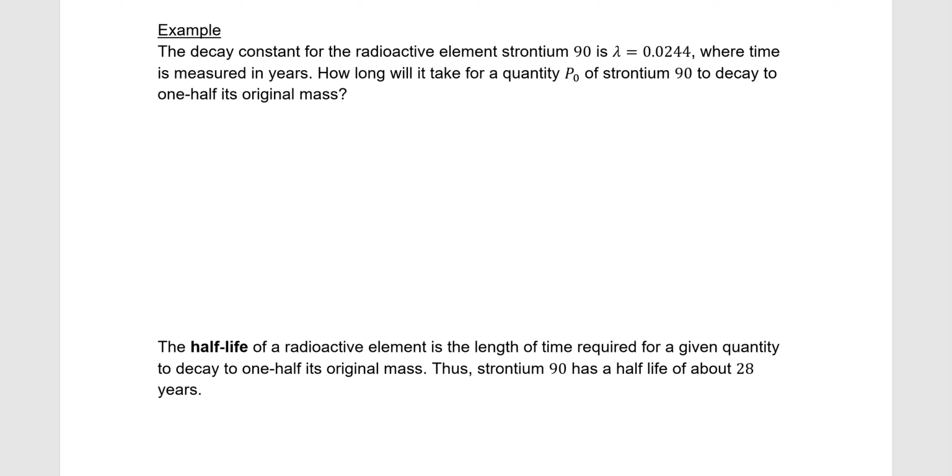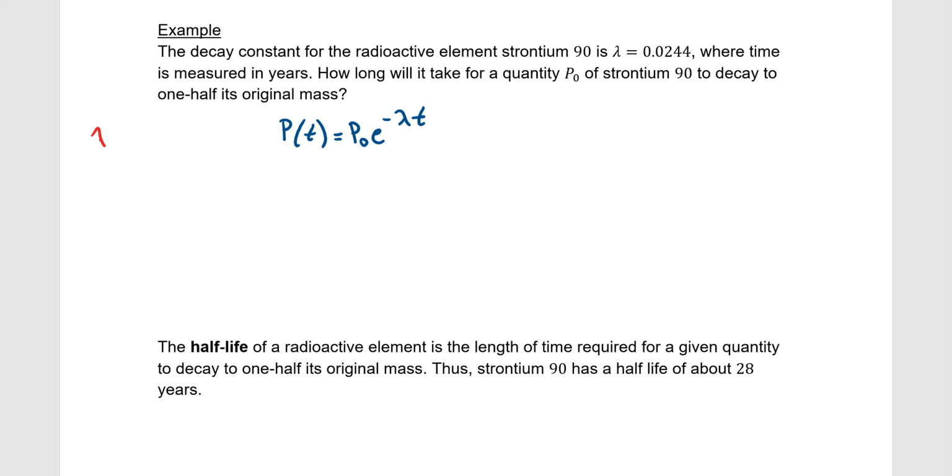We have the decay constant for the radioactive element strontium-90, lambda is 0.0244, where time is measured in years here. We want to know how long it is going to take p naught of strontium-90 to decay to 1/2 its original mass. So this is radioactive decay here. Let's go ahead and start by just writing down the mathematical model for it. P of t equals p naught e to the negative lambda t. Negative lambda because we know it's exponential decay.